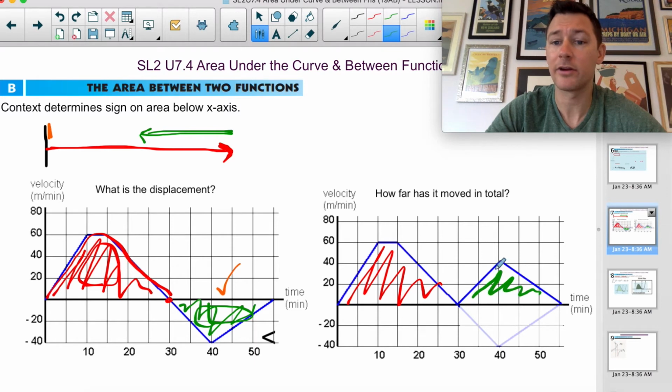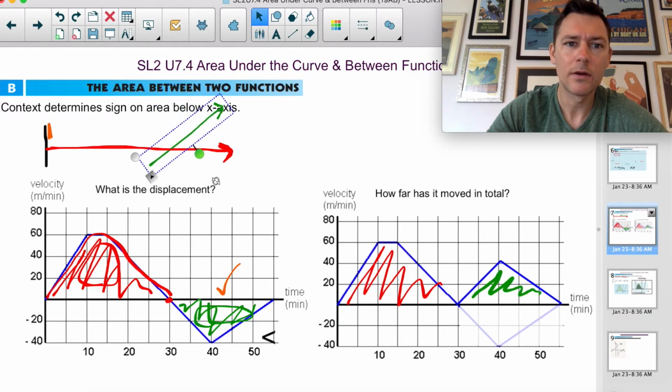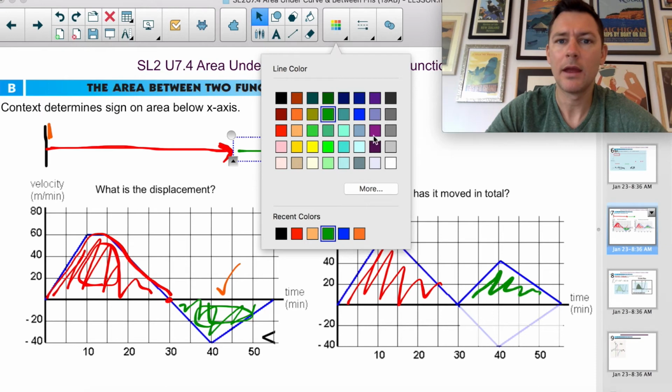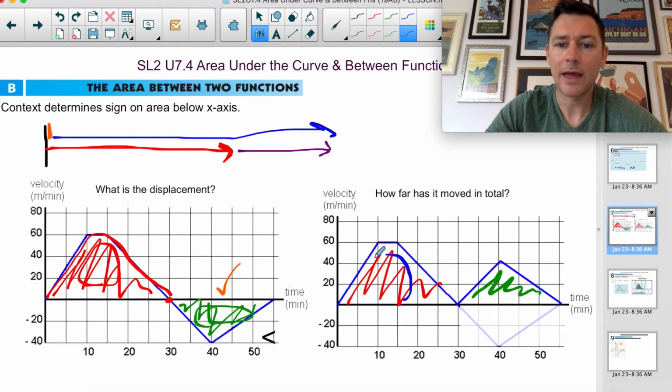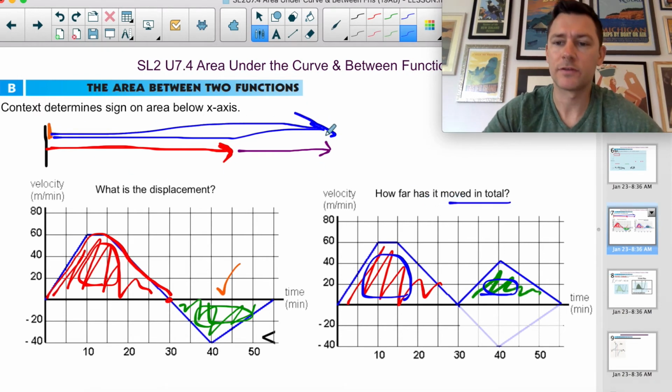So here's positive area and positive area, and it's essentially like flipping this over and saying, okay, well, I'm adding the two together, and that will tell me how far it went in total. Oh, I turned it purple. So if you add this and this, it gives you total distance traveled. Just some context.